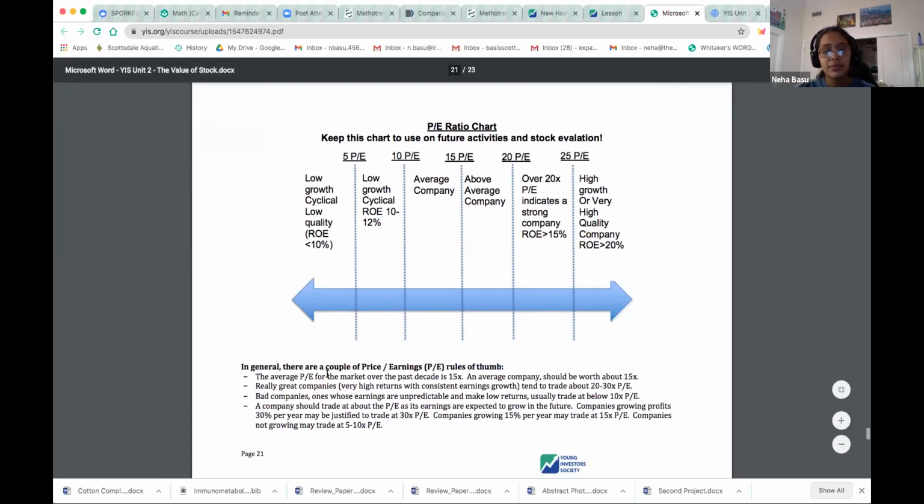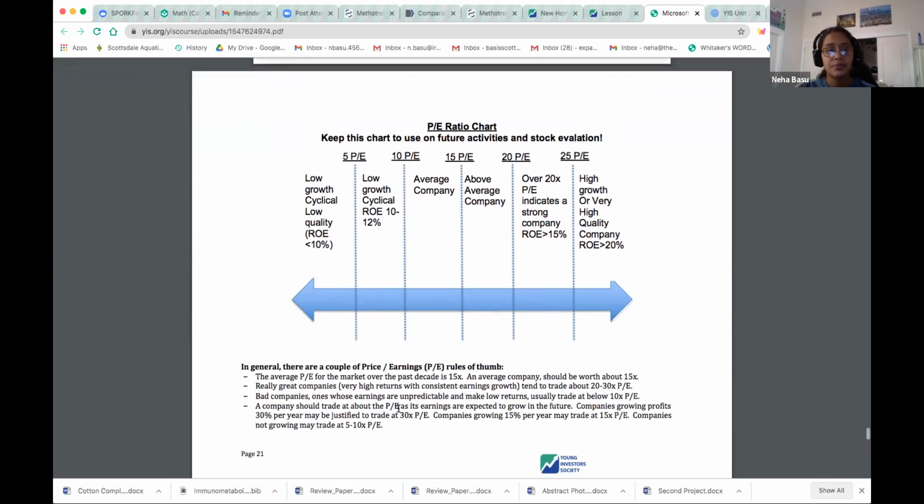The average PE ratio for the market over the past decade is 15, which is why this 15 line is the average. An average company's price should be about 15 times greater than its earnings per share. If you have a really great company with really high returns, it's going to have a higher PE ratio, as mentioned here. And bad companies, with either unpredictable earnings and low returns, or that are a little undervalued, can trade at below 10 times. So their PE ratio is going to be on this lower end of the spectrum.